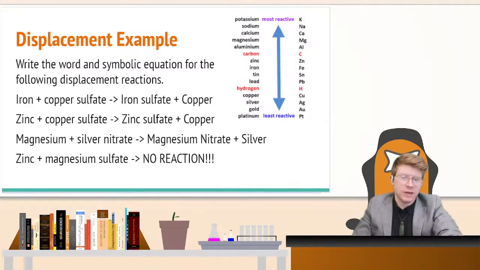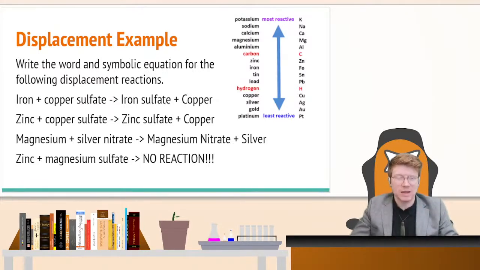And we can check our answers here, absolutely as we discussed. Iron sulfate is the compound that's made here with a bunch of copper left over. Zinc sulfate is made here, a bunch of copper left over. Magnesium nitrate is made here with some silver left over. But here, no reaction occurs because zinc is less reactive, lower down in our reactivity series than magnesium.